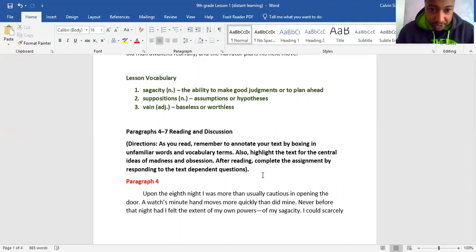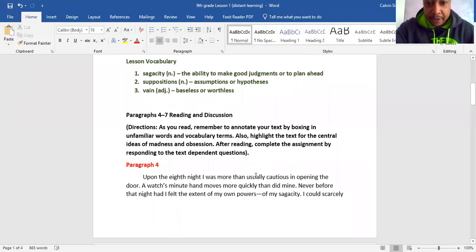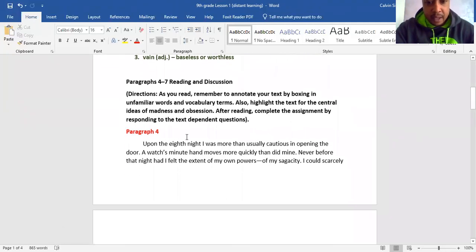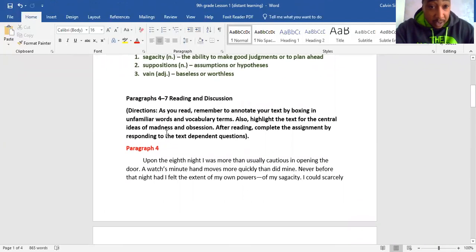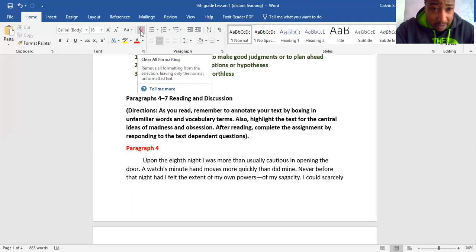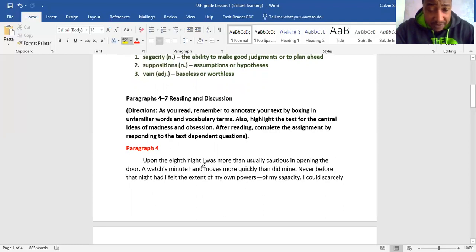We're gonna actually read through these paragraphs together. I have them included in your assignment. So the first one is paragraph 4, okay? And remember, you can do things hopefully on your computer, like annotate your text by highlighting, okay? I do have some things here. Let me see if I can activate something that can help me with this function here, okay? So I've selected a highlight function, okay? Here we go.